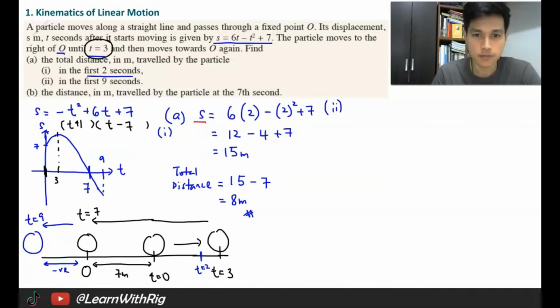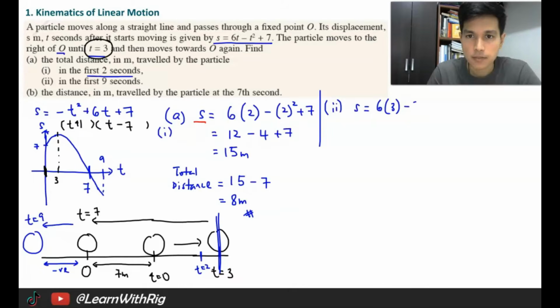So we first have to find t equals 3. You want to see how far is the displacement from here to here. Okay, so let's see. When t equals 3, I draw a line here, 6 times 3 minus 3 squared plus 7. So you get 18 minus 9 plus 7. Answer is 16. Okay, 16 meter. So 16 meter is from here all the way to here.